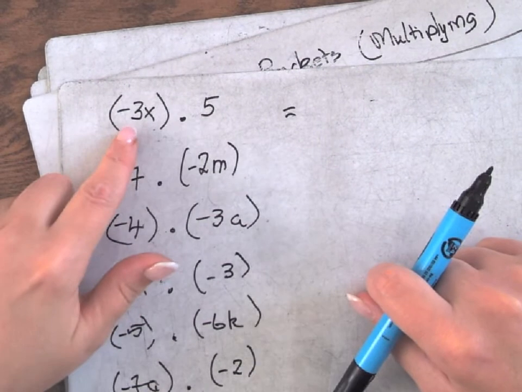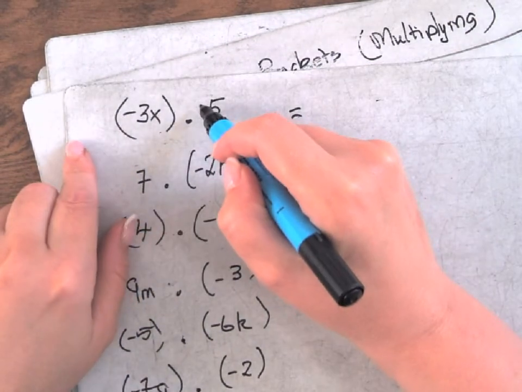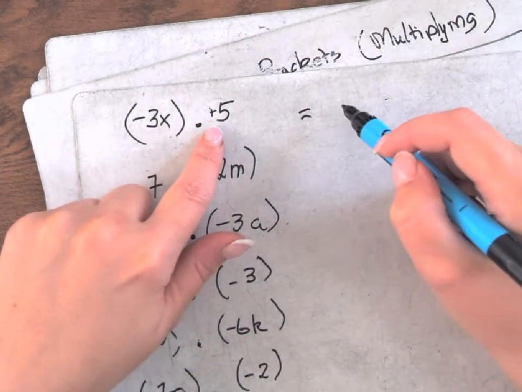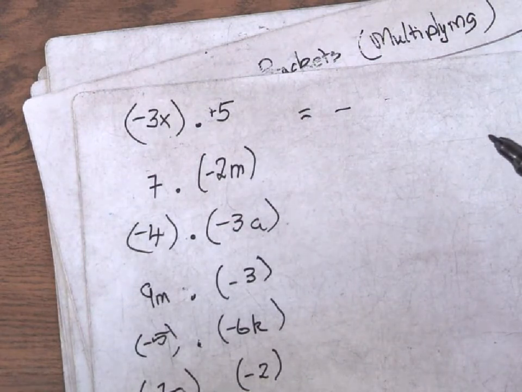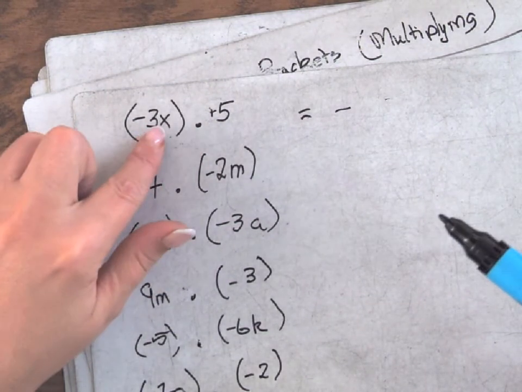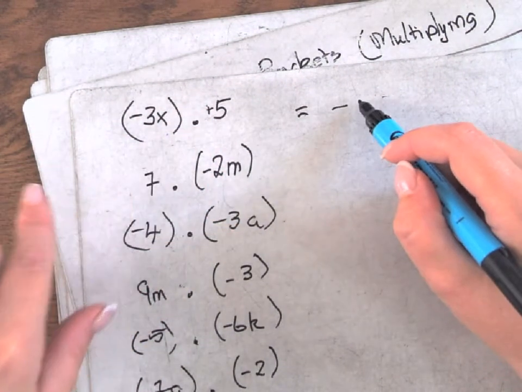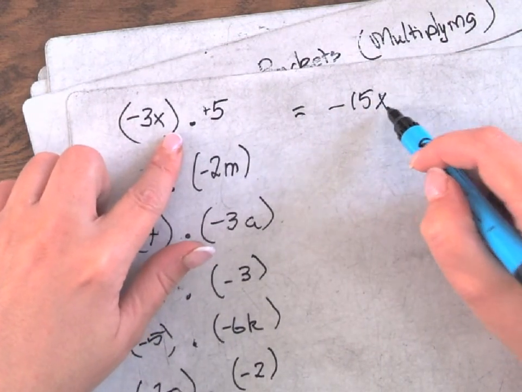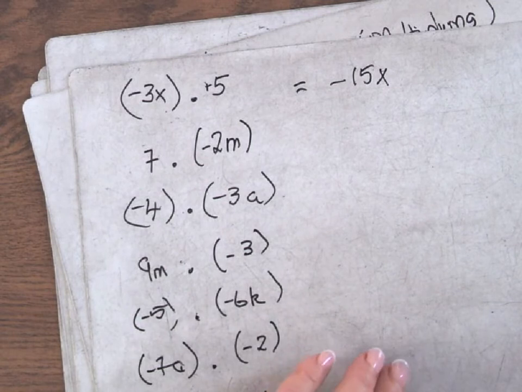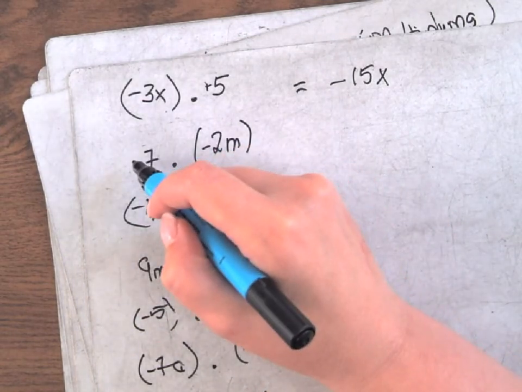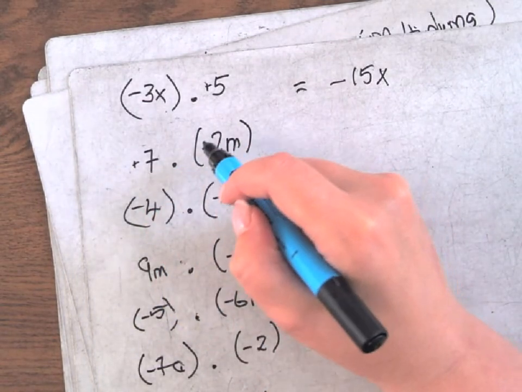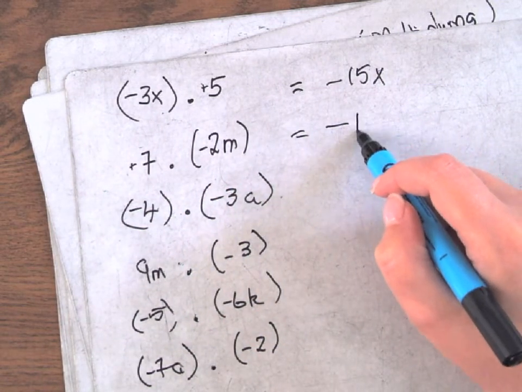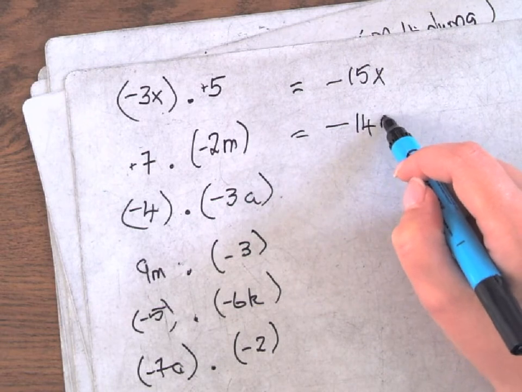Right, okay. Here, minus 3x by 5. Remember, if there's no sign, it's a plus. So that's a minus by a plus is a minus, and then multiply your numbers and then your letters. So 3 by 5 is 15, and there's no letters to multiply, there's just an x on its own. So minus 15x, did we get it? Yeah. Next one, no sign is a plus. So a plus by a minus is a minus. 7 2s are 14, and then we just have an m.